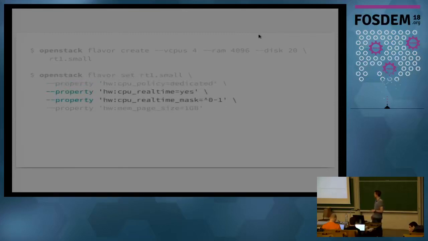The second of those, real-time, we want to enable, and we also want to tell Nova that some of those cores shouldn't be marked as real-time cores. Again, because we're using the Linux kernel for our guest here, and we want some of those cores to be non-real-time and for scheduler processes. And then the last one is 1 gig huge pages. And then we create a server with this flavor and with some sample image that doesn't really matter.